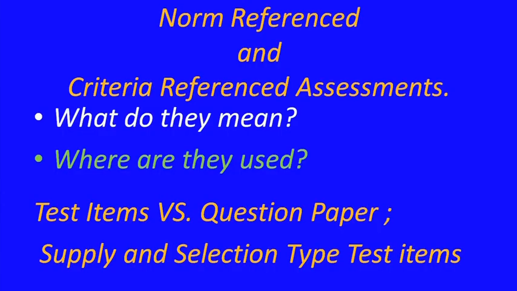Where are they used? When we decide that it is important for a company or an institution to know who is better than whom in a particular batch, the marking or the grading would be norm referenced rather than criteria referenced. That means who is better than whom is what we are looking for in that particular batch only.